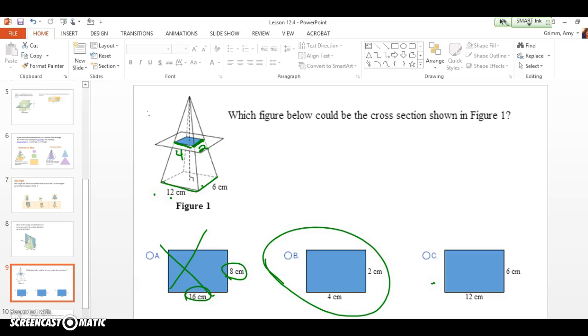All right? Yes? Because they're never going to draw them to scale. They're just going to draw however they want. Yeah, so you can't go on looks.